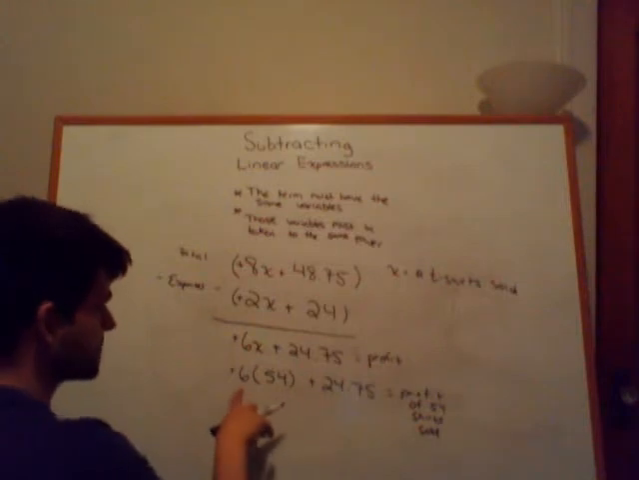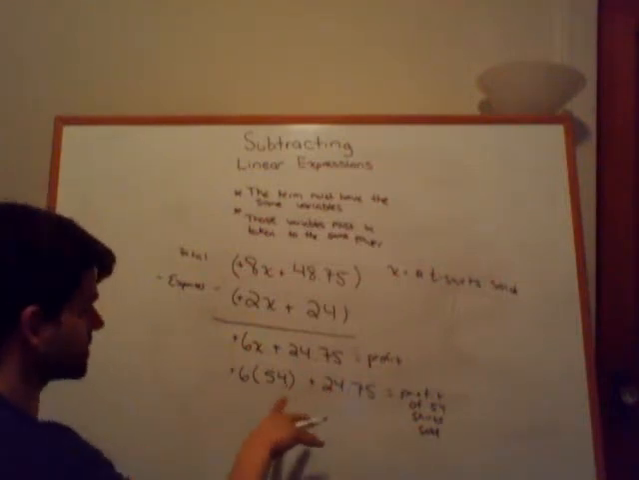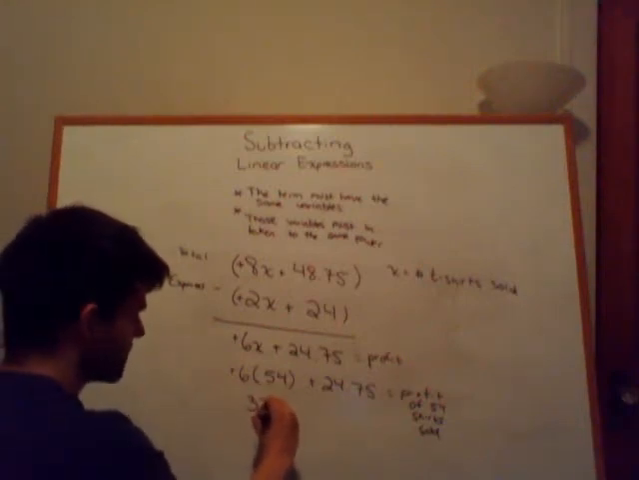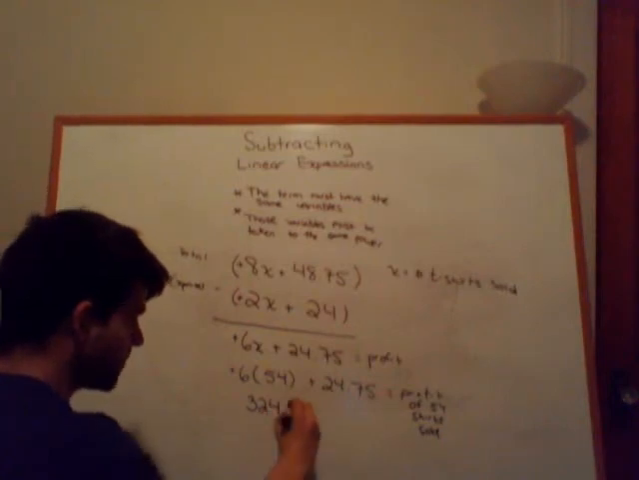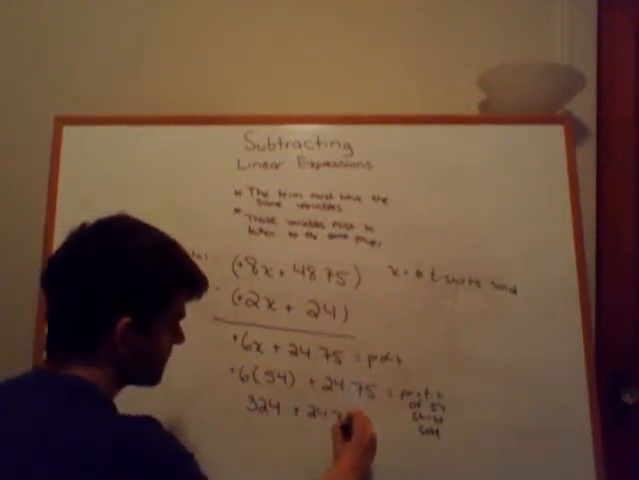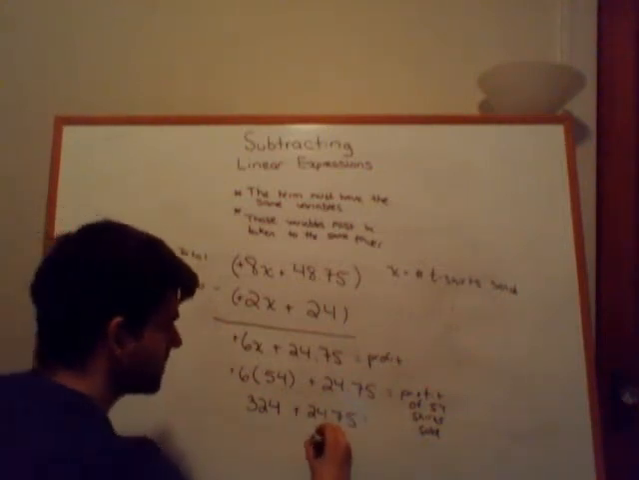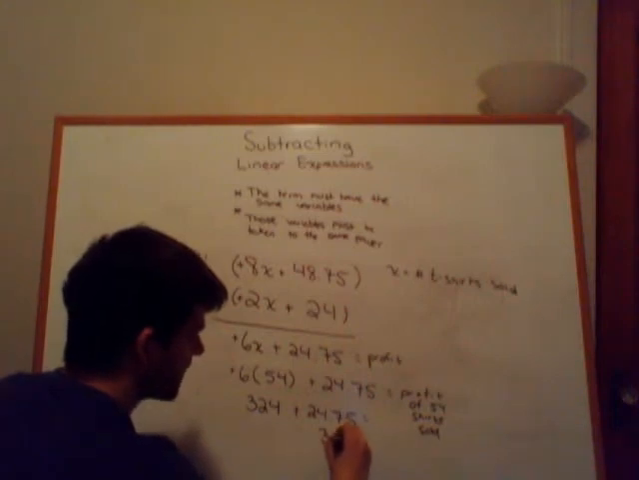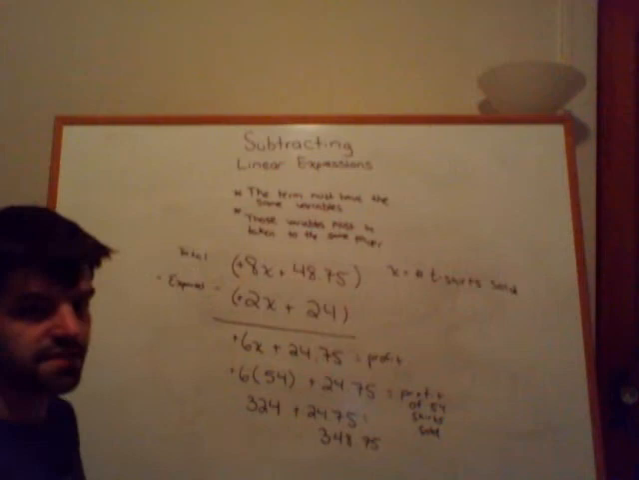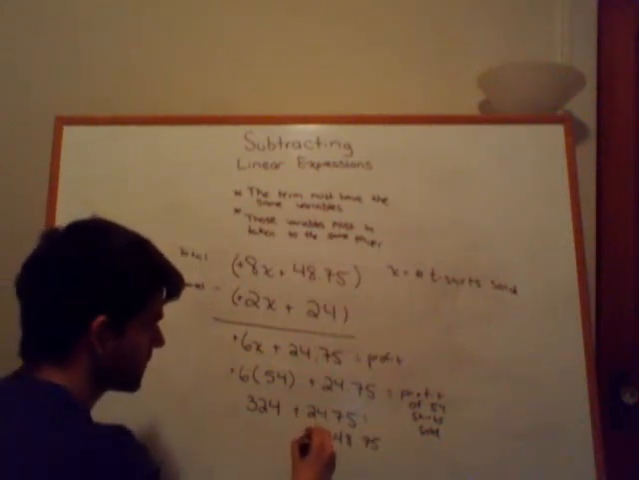Okay. So 6 times, and this is just arithmetic now, 6 times 54 is 324 plus 24.75. And when you follow the arithmetic here, the mathematical sum is 348.75. And because this is a unit of profit, it's going to be dollars.